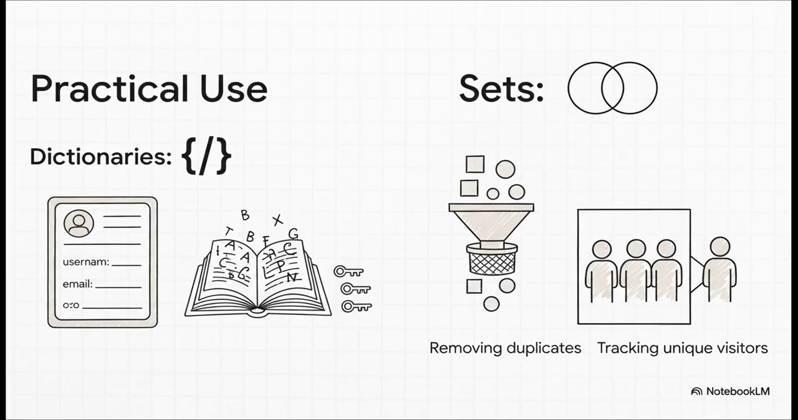Let's make this really concrete. You would definitely use a dictionary to store a user's profile, where keys like username and email map to that user's specific information. But you'd use a set to track unique visitors to a website, where you just need to store each visitor's ID one time and don't care about duplicates.